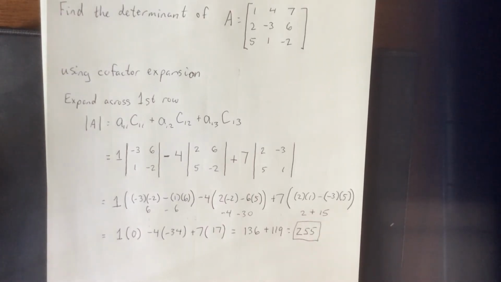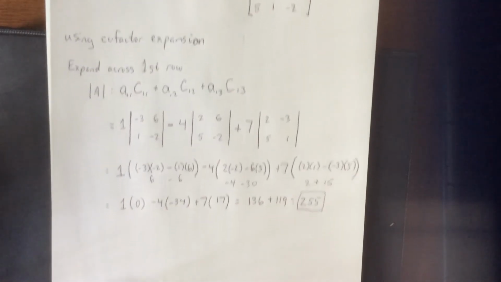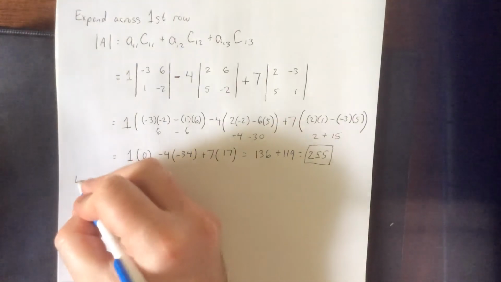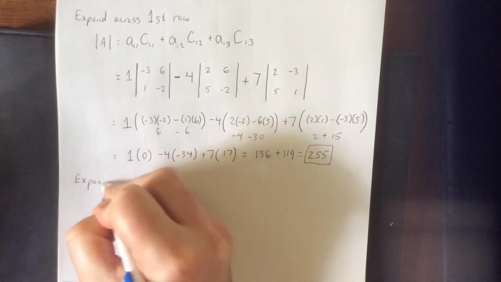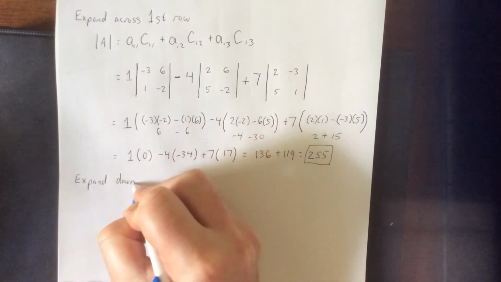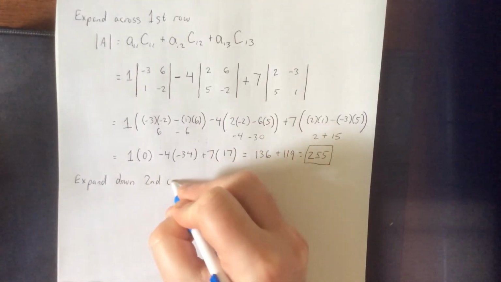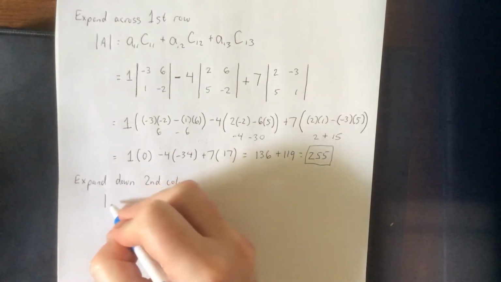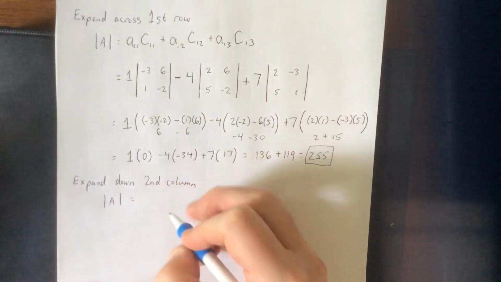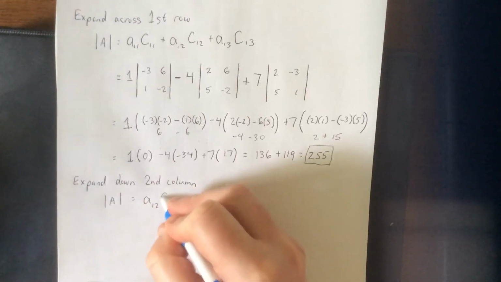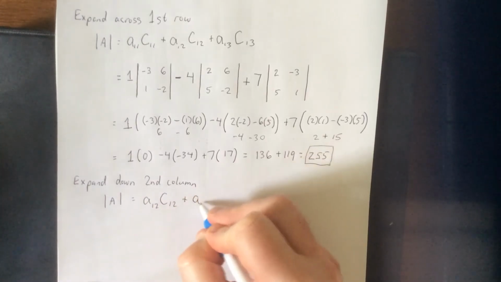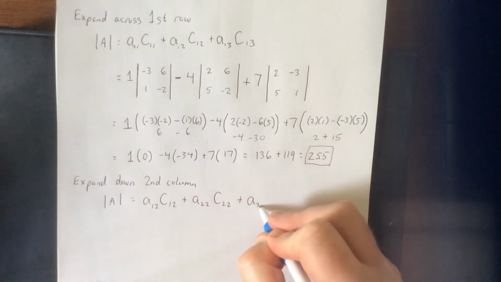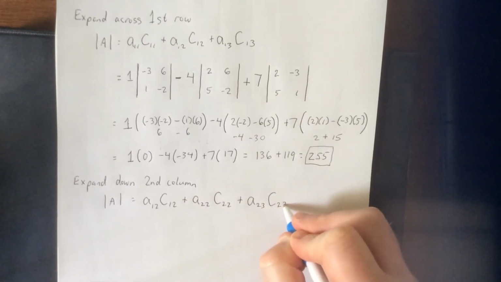Now what I wanted to do was demonstrate that it doesn't matter which row or which column you pick, you should get the same result either way. So for this next one, I'd like to expand down. We'll do the second column. So the determinant of A is equal to the 1, 2 entry times the 1, 2 cofactor, plus the 2, 2 entry times the 2, 2 cofactor, plus the 2, 3 entry times the 2, 3 cofactor.